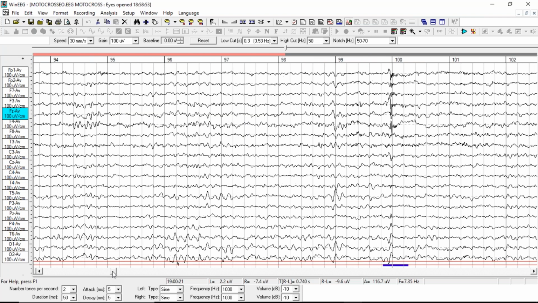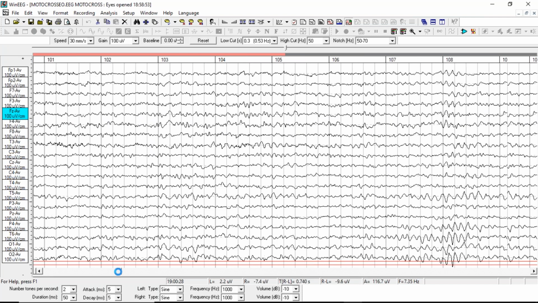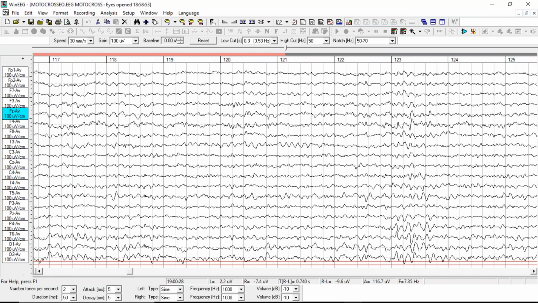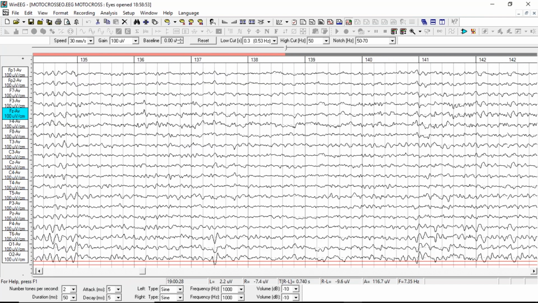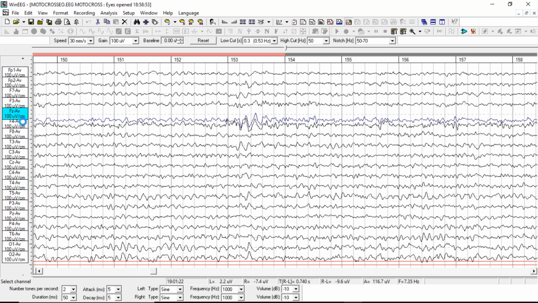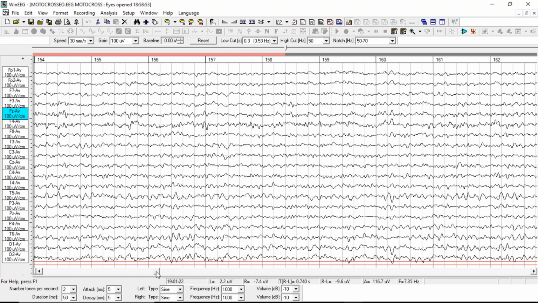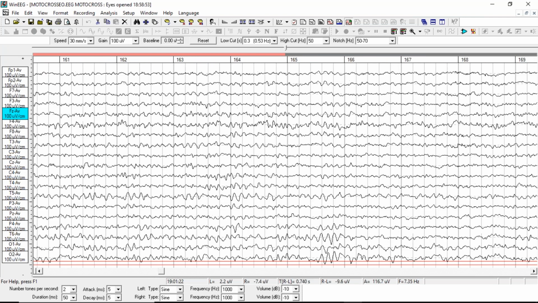And that was a little more subtle. Again, seen here. And again, seen here. So FZ to F4 with a higher amplitude of discharge is taking place over there, and then discharging and percolating to other areas of the brain.